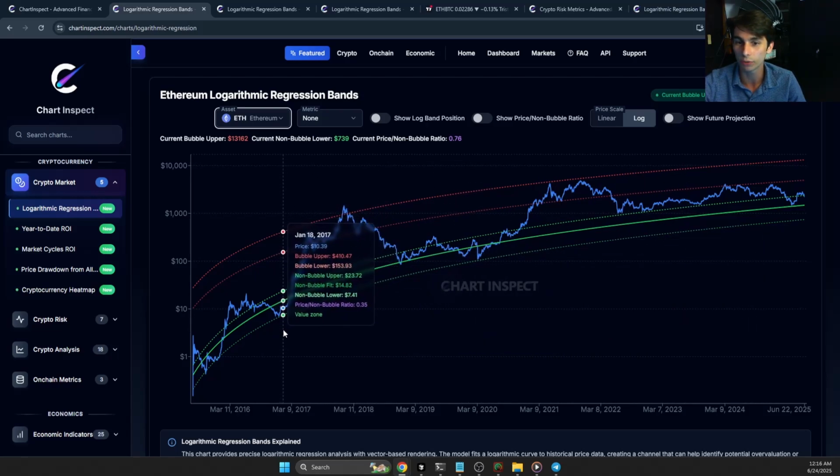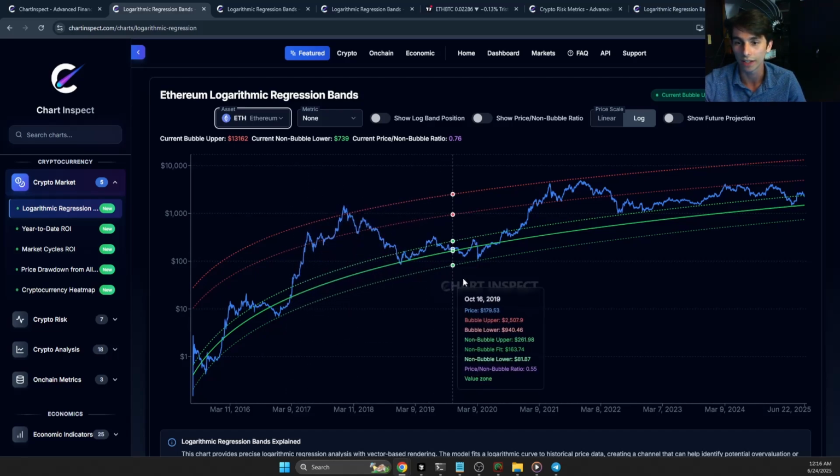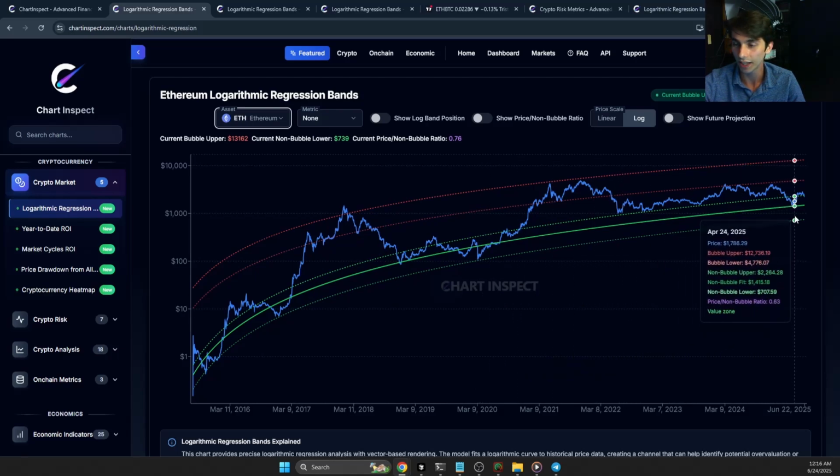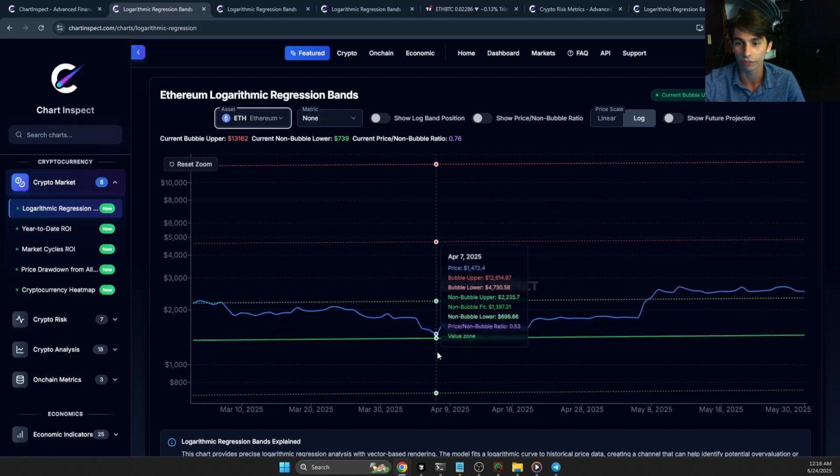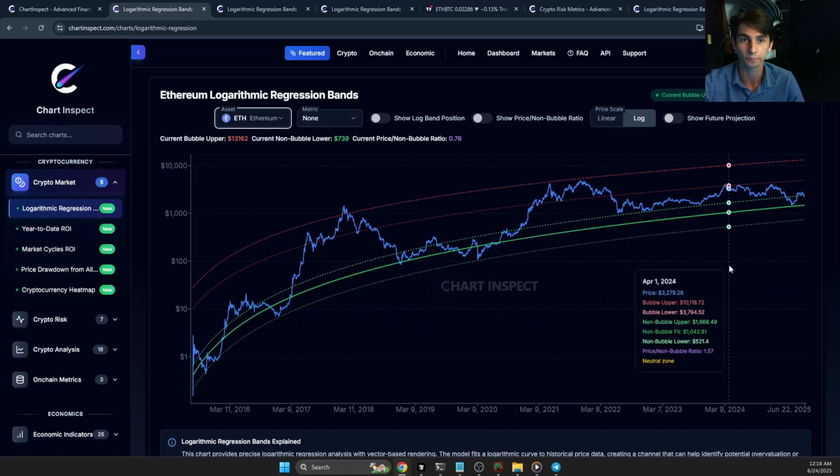And as you can see, we've actually hit this green fair value trend line in the past in 2018, of course, the beginning of Ethereum's history, as well as in 2017 we hit it below it, and then in the pandemic crash we also hit it again, and as of recently we hit it when we hit around 1400 for Ethereum. We actually hit that again.